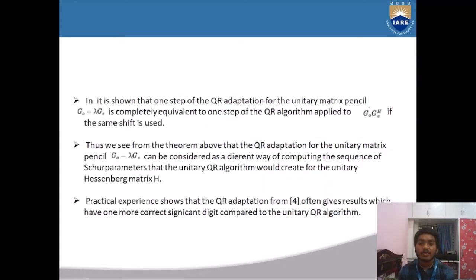It is shown that one step of QR adaptation for the unitary matrix pencil G naught minus lambda G is completely equivalent to one step of the QR algorithm applied to G naught over G, that is H, if the same shift is used. Thus, we see from the theorem above that the QR adaptation for the unitary matrix pencil can be considered as a direct way of computing the sequence of square parameters that the unitary QR algorithm would create for the unitary Hessenberg matrix H. Practical experience shows that the QR adaptation from equation 4 that we derived in theorem 3 often gives results which have one more correct significant digit compared to the unitary QR algorithm.